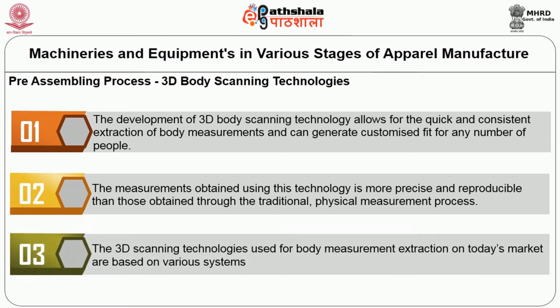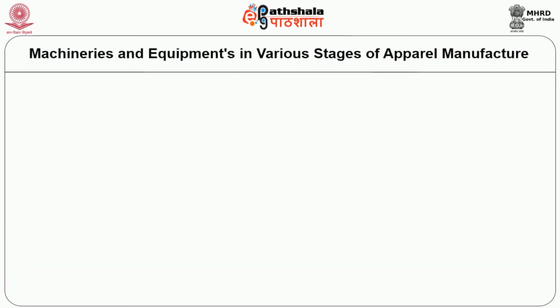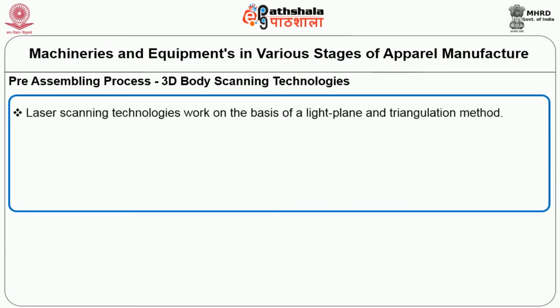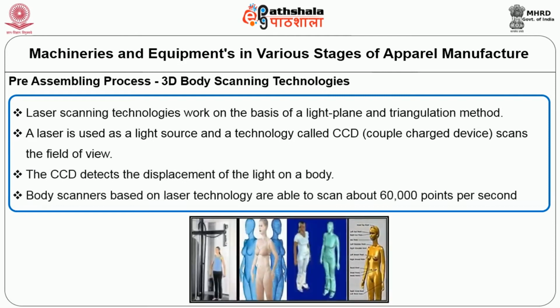The 3D scanning technologies used for body measurement extraction on today's market are based on various systems. Laser scanning technologies work on the basis of a light plane and triangulation method. In this, a laser is used as a light source, and a technology called CCD, that is charge coupled device, scans the field of view. The CCD detects the displacement of the light on a body. Body scanners based on laser technology are able to scan about 60,000 points per second.